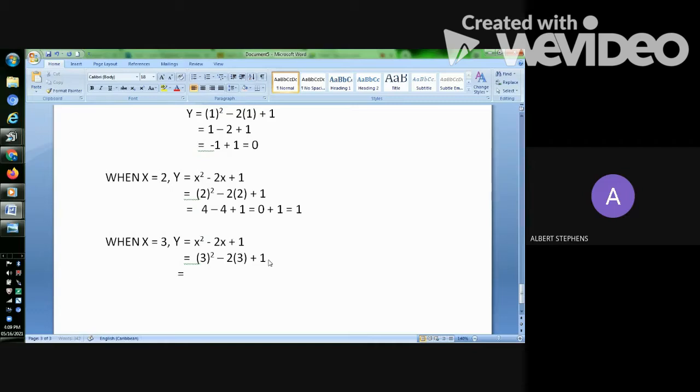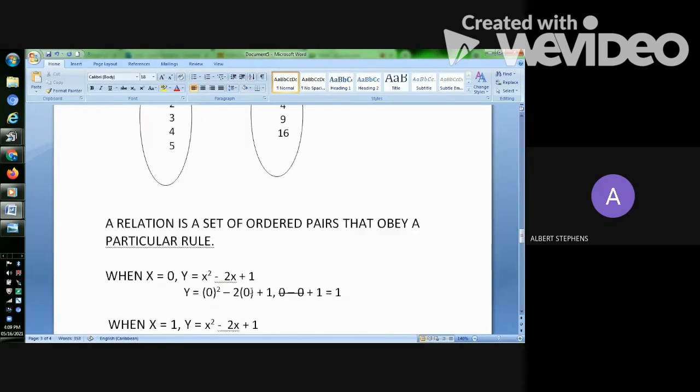So it's 3 squared minus 2 times 3 plus 1, which is 3 times 3 would give you 9, minus 2 times 3 would give you 6, plus 1. So 6 from 9 would give you 3, and then add 1, which gives you 4. All right, very good. So when x is 3, y is what? 4. So you go to the diagram now.